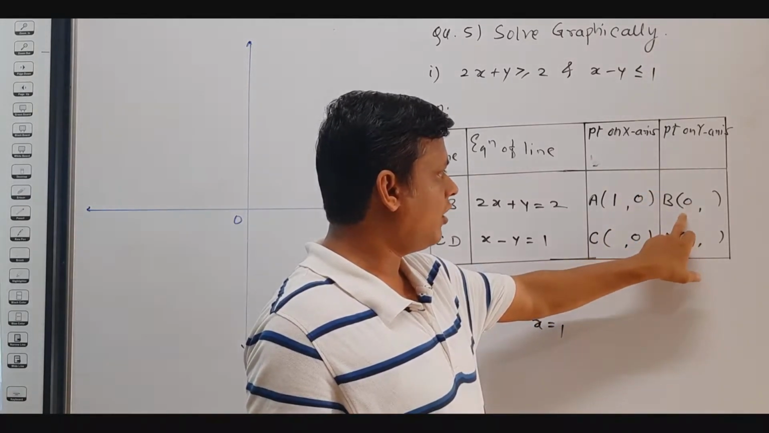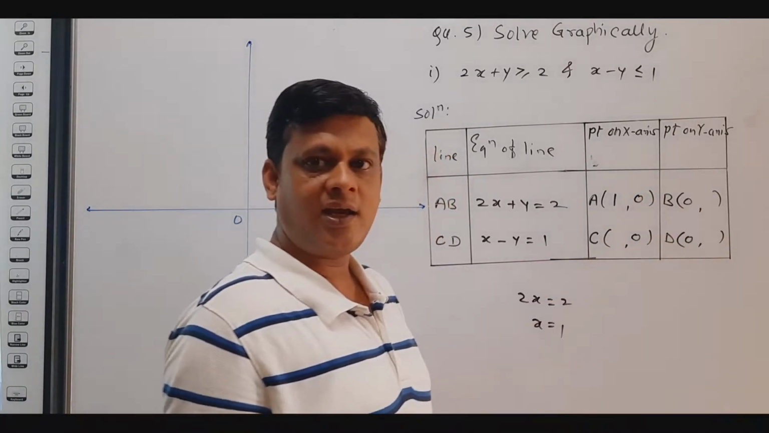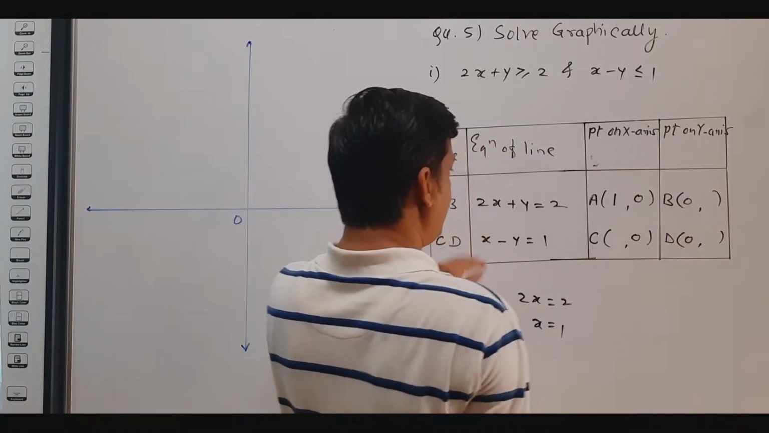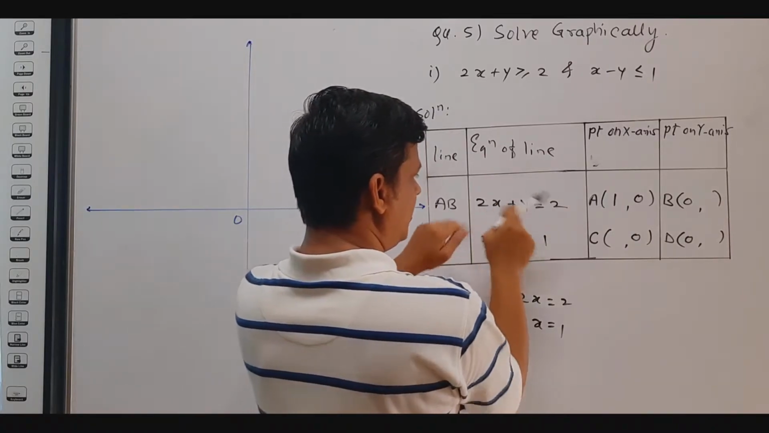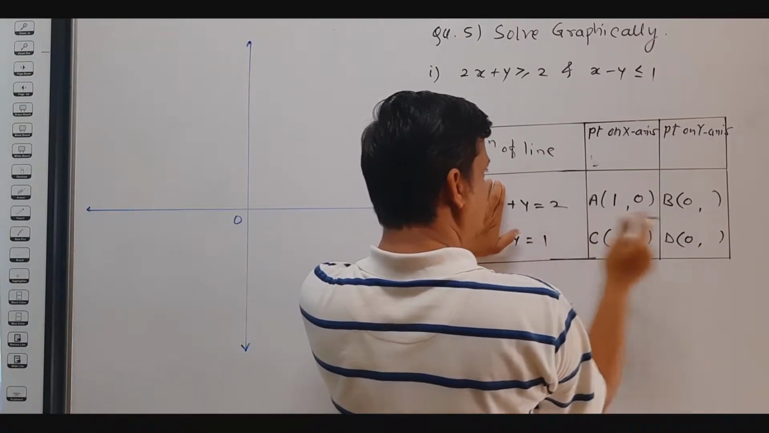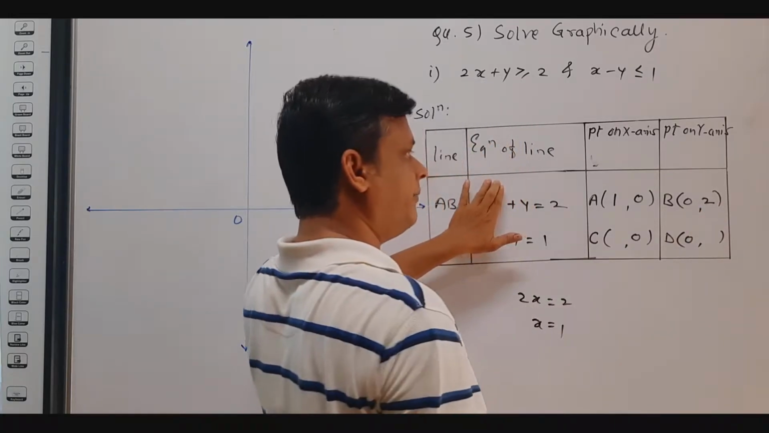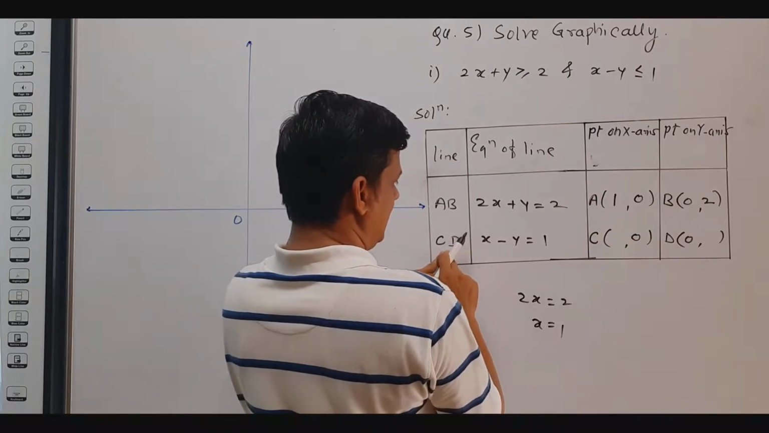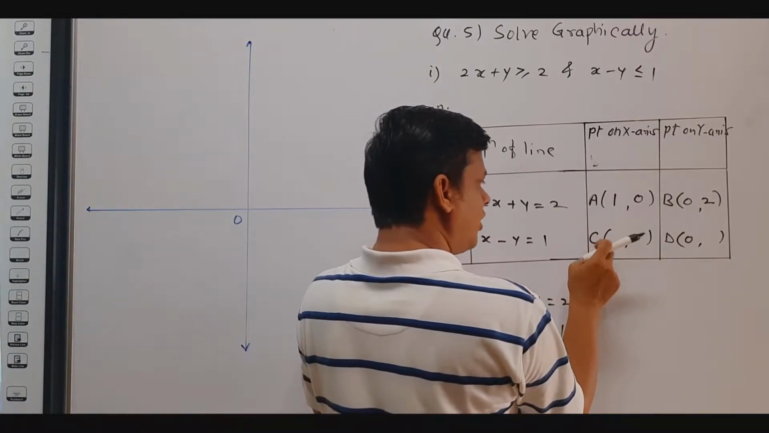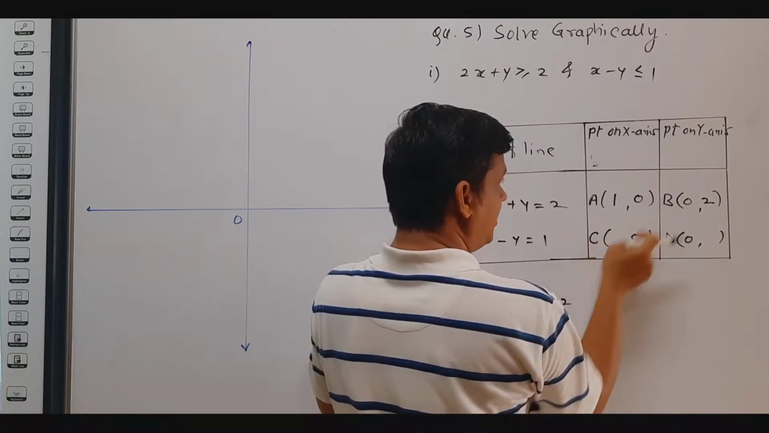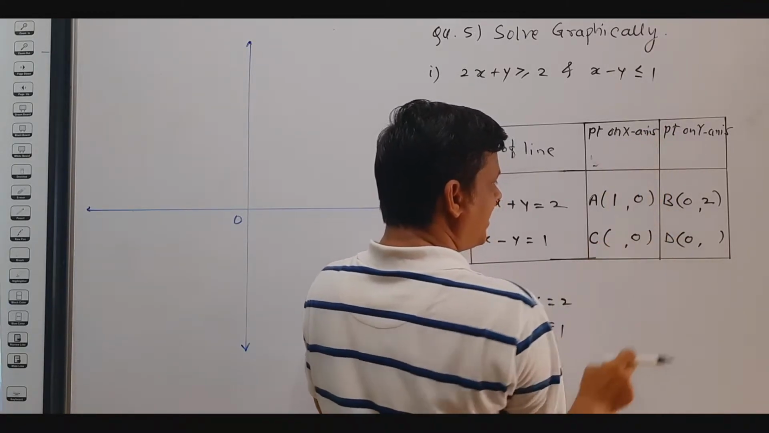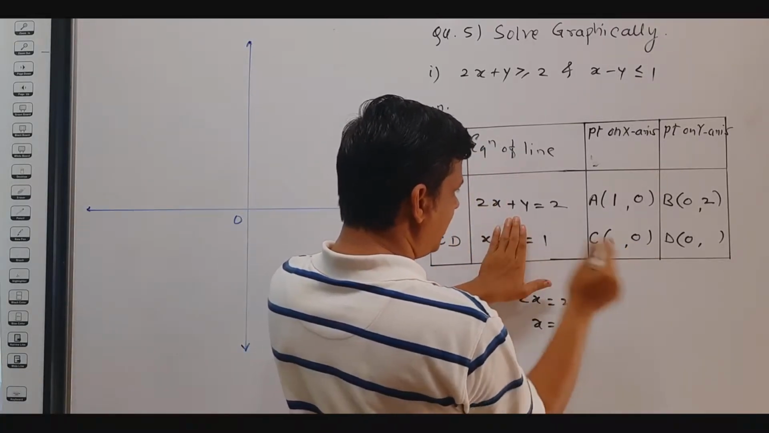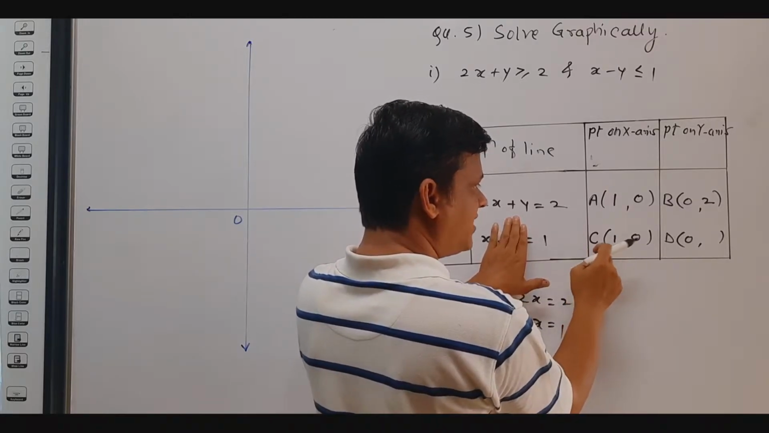Now we have to find the coordinate of point B. Here x is 0, and we have to find the value of the y coordinate. When x is 0, the first term becomes 0, so we get y equals 2. So we write the coordinate of point B as (0, 2). Similarly, for line CD and the coordinate of point C on the x-axis, we consider y coordinate 0, so the second term is 0. So x equals 1, and the coordinate of point C is (1, 0).